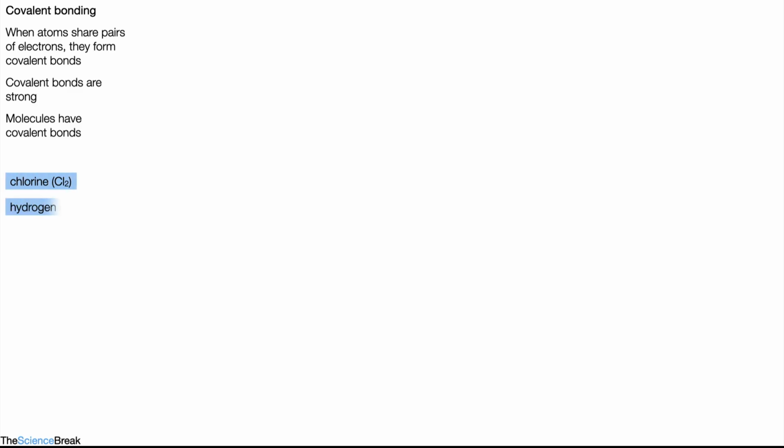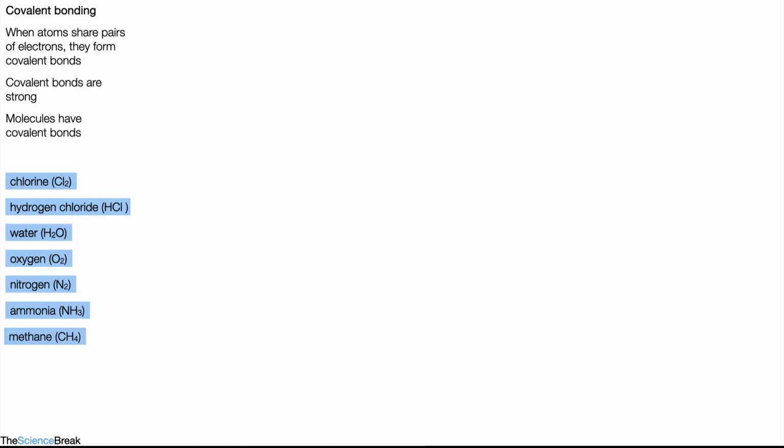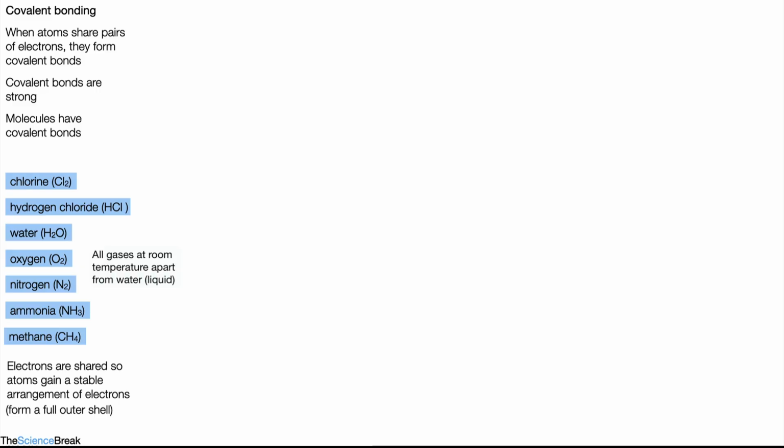There are several covalent structures or covalent compounds and substances we need to know. Those are listed there. Also, please remember, electrons are shared, so atoms gain a stable arrangement of electrons. In other words, they form full outer shells. Let's take a look at these individually. We'll start with the substance chlorine gas, that has a formula of Cl2.